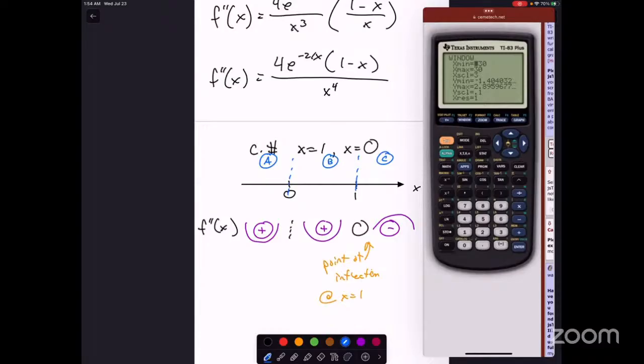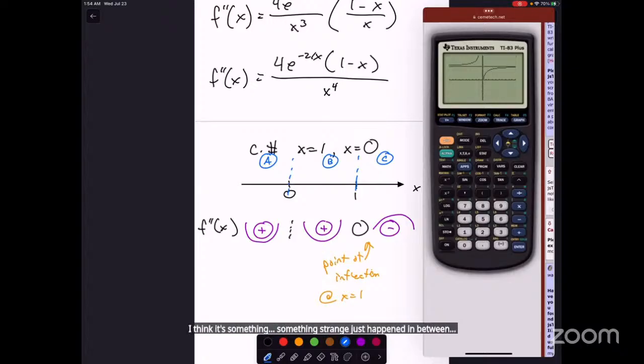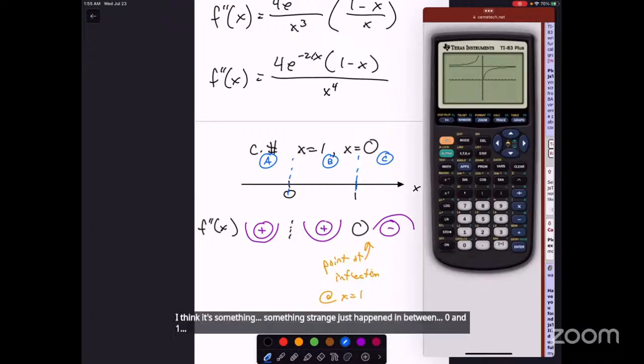I think I'm tired. Let's change it to like 1.75. Let me see what that looks like. I think something strange is happening between 0 and 1 that we're not seeing.